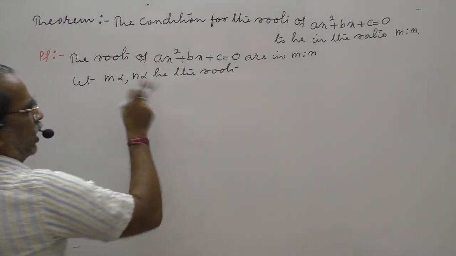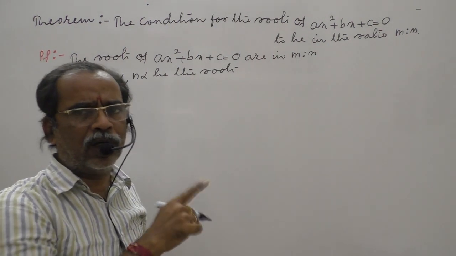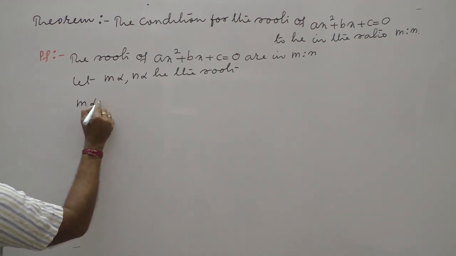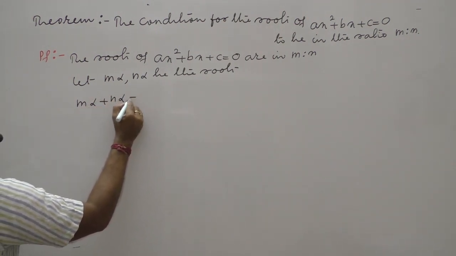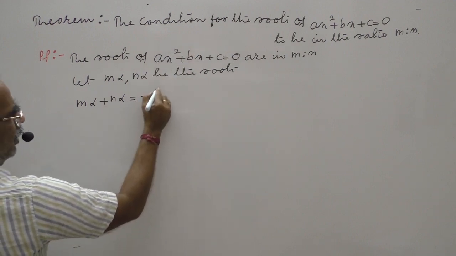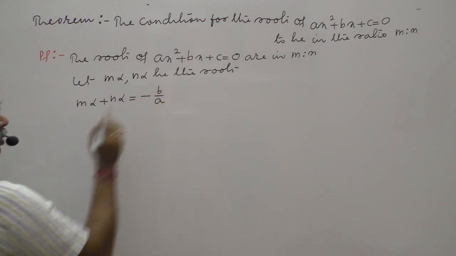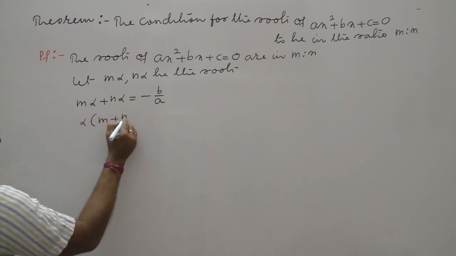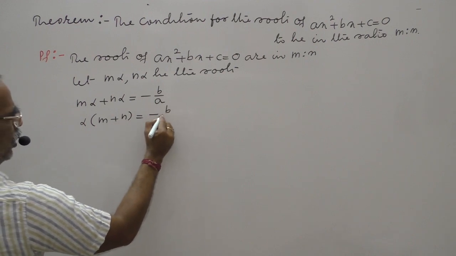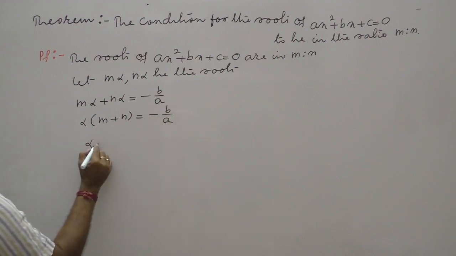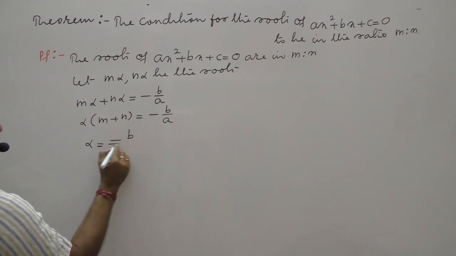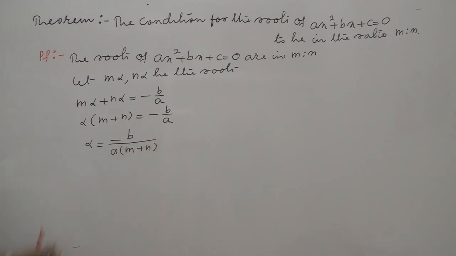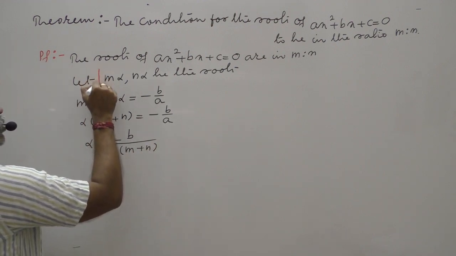Clearly, the roots which I have taken are in the ratio m is to n. Okay. Now I will write the sum of the roots: m alpha plus n alpha. We know for this equation what the sum is: minus b by a. Here I will take alpha common, so alpha times m plus n is minus b by a. From this, alpha is equal to minus b divided by a into m plus n. So these are the roots I took.